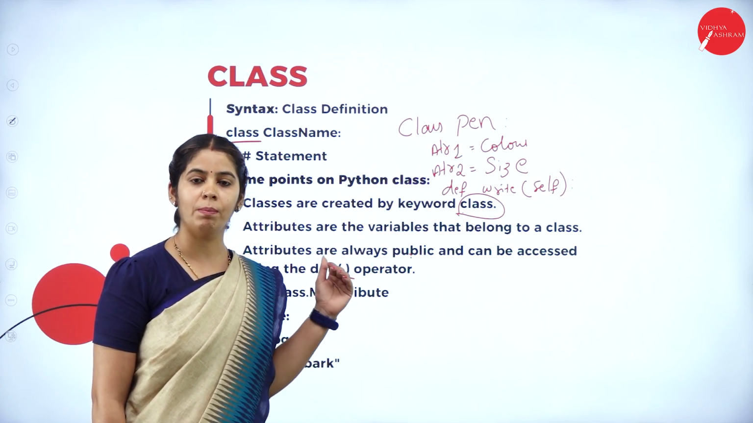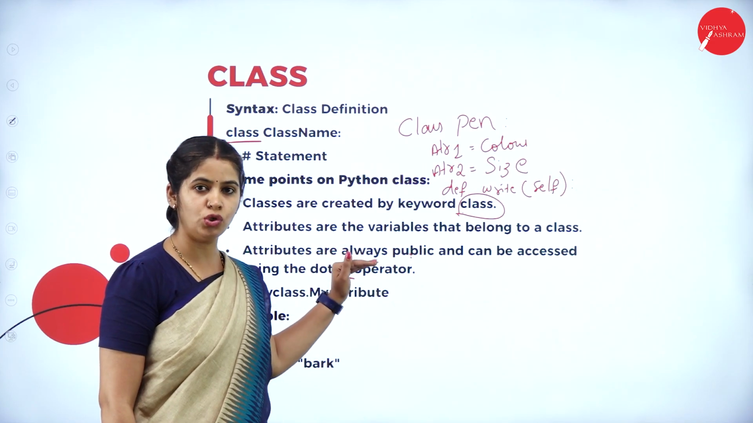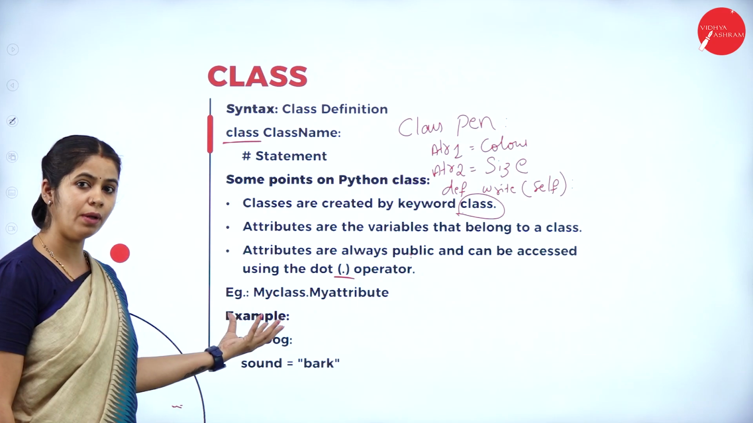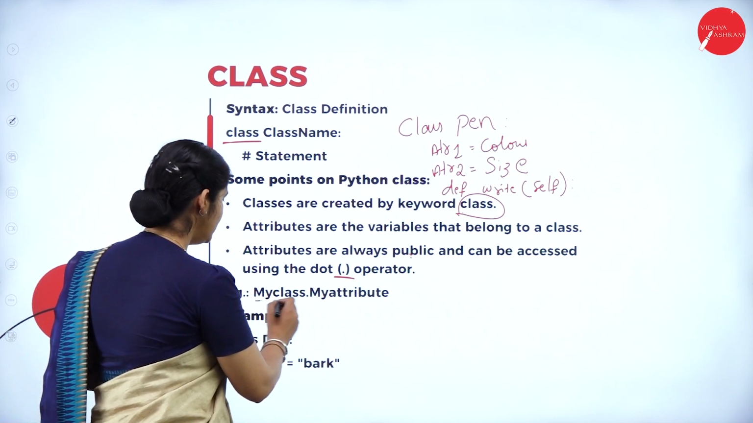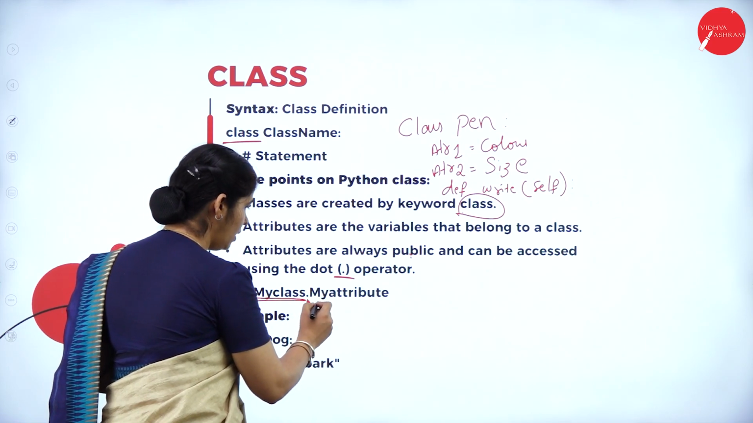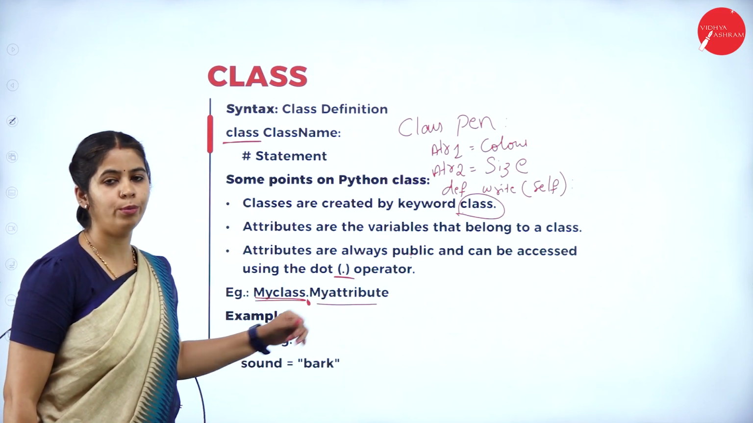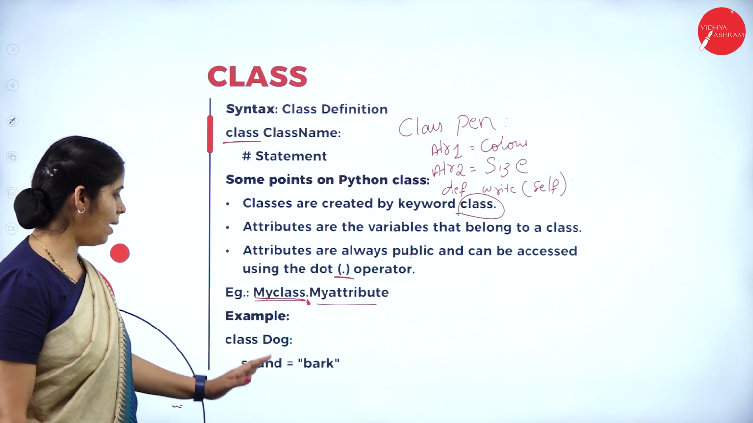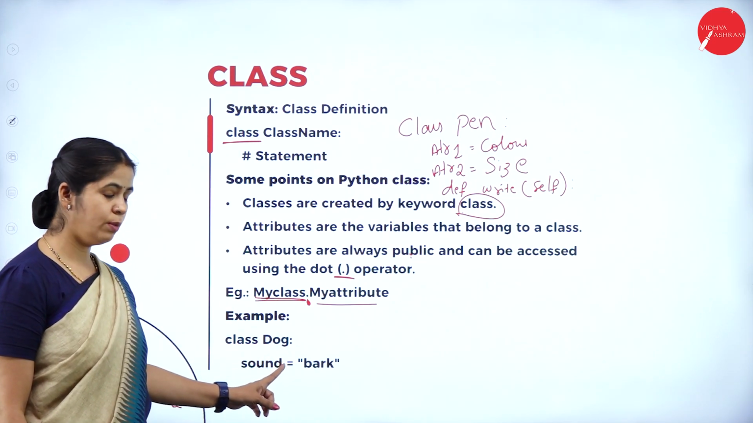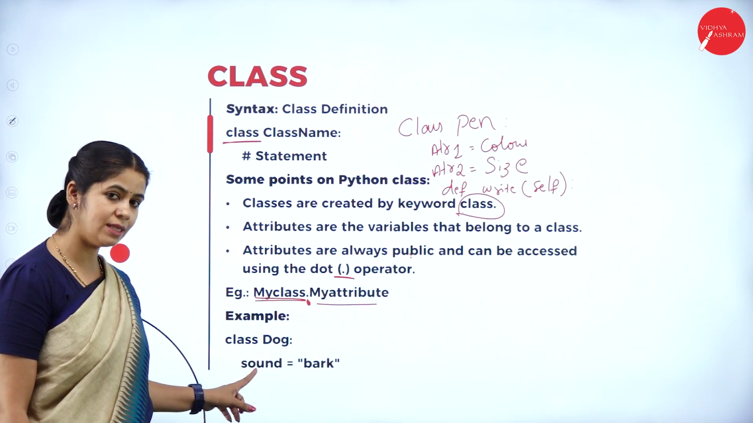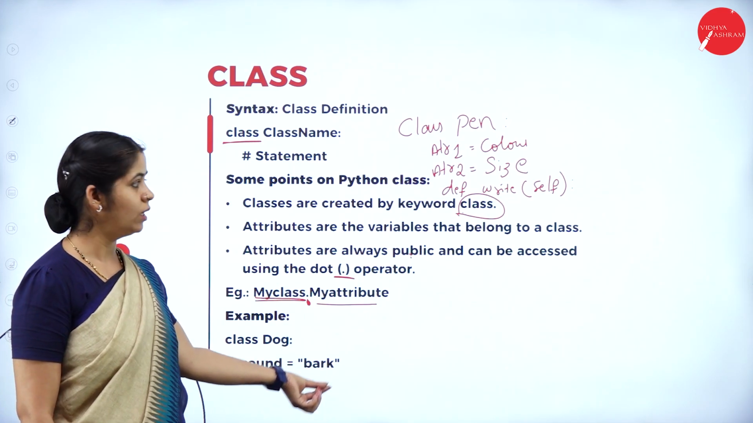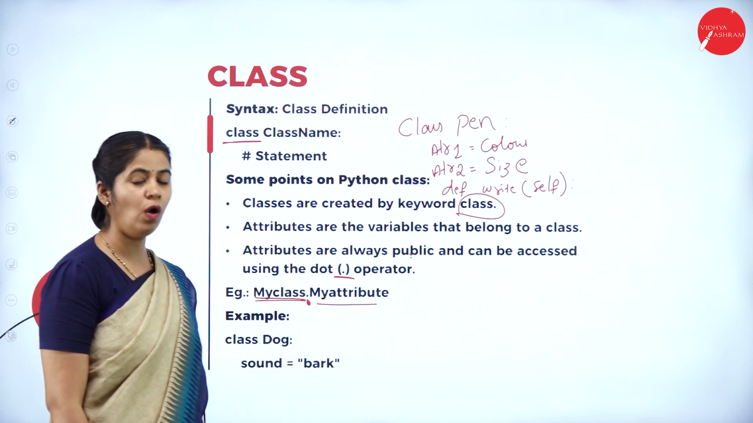We don't have private and protected in general. So, my class dot attribute: how am I accessing the attribute? This is the object of the class, and with the dot operator and the name of the attribute we access it. Example, say we have created one class called dog. In that class, what attribute do we have? We have the attribute sound. How does a dog sound? It will bark, right? So you can have two examples for classes.